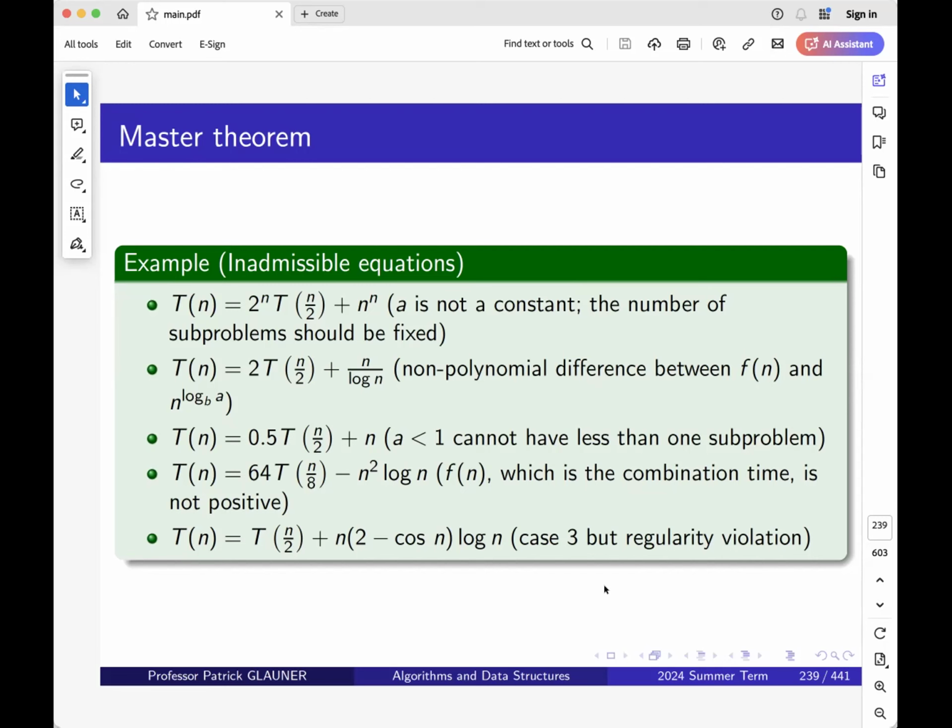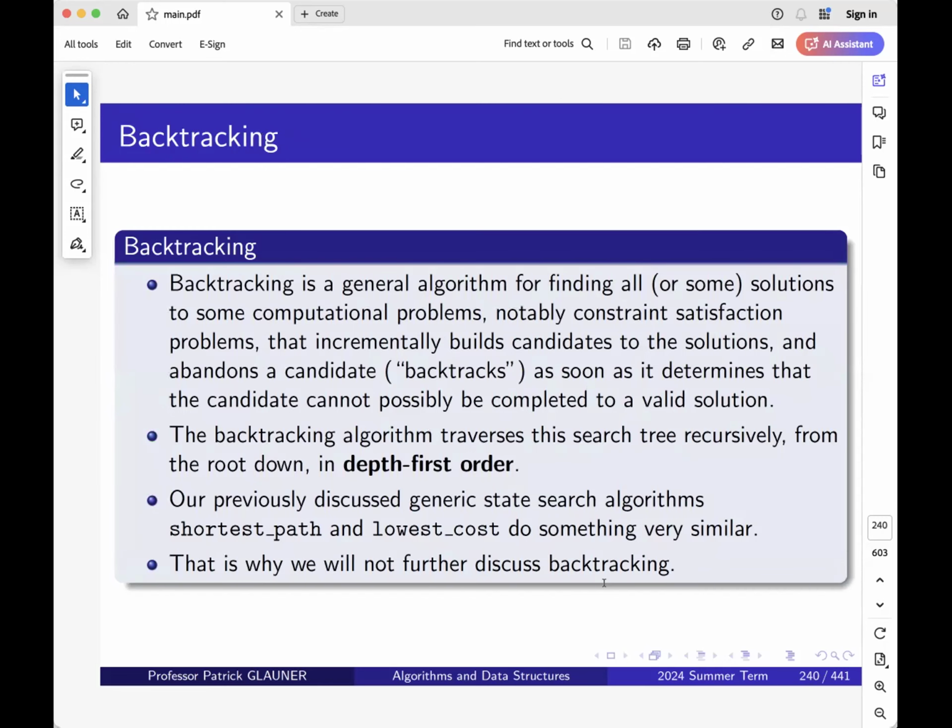When you look into algorithm books, you often see in a chapter on recursion something that is called backtracking. And backtracking is a general algorithm that finds you all or some solutions of a computational problem where you have some constraints. And you try to incrementally build your solution, and you go back to a previous candidate. You backtrack as soon as you find out that with some candidate, you have probably not reached a valid solution.